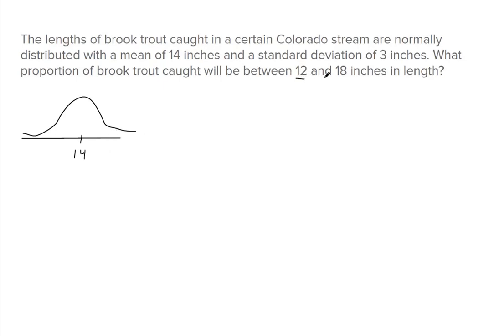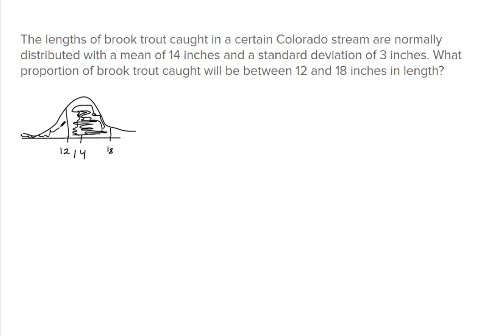They want the probability that's between 12 and 18 inches in length. So 12 is a little bit less than the mean. 18 is some degree bigger. They want this area under the normal distribution. So we want to find this area because that would be the probability.